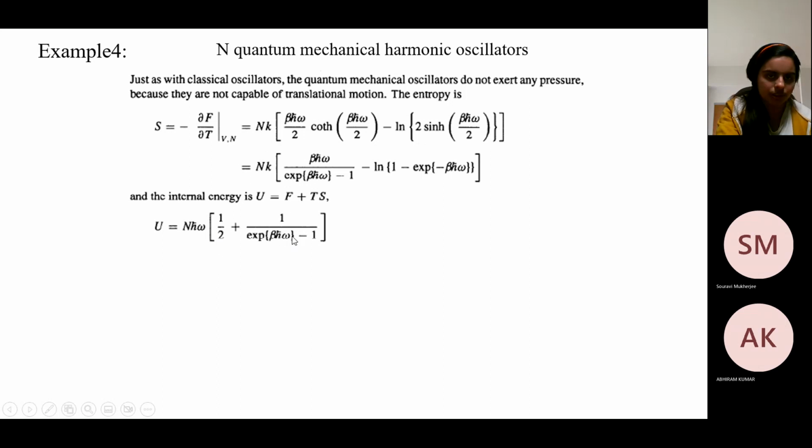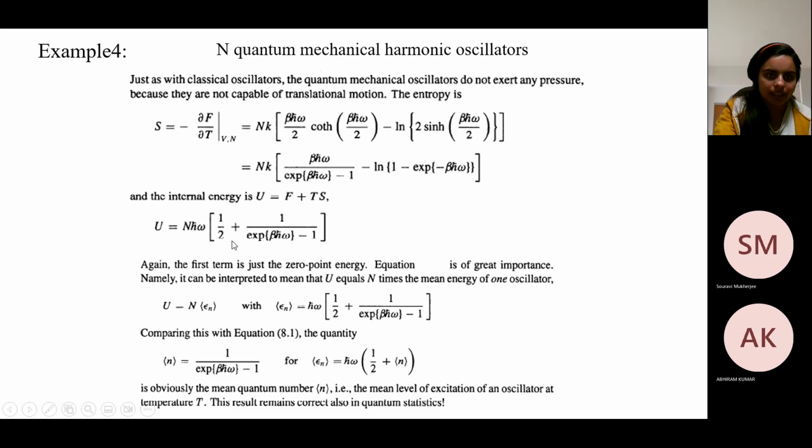And then you have this expression. As you can see, the first term is the 0 point energy, and the second term can be written as a mean occupation number or mean quantum number expression. So you can write it as n h cut omega into half, that is your 0 point energy, plus n into this, so this is your mean quantum number. You'll later see that this mean quantum number would change depending on the type of distributions that one can have.